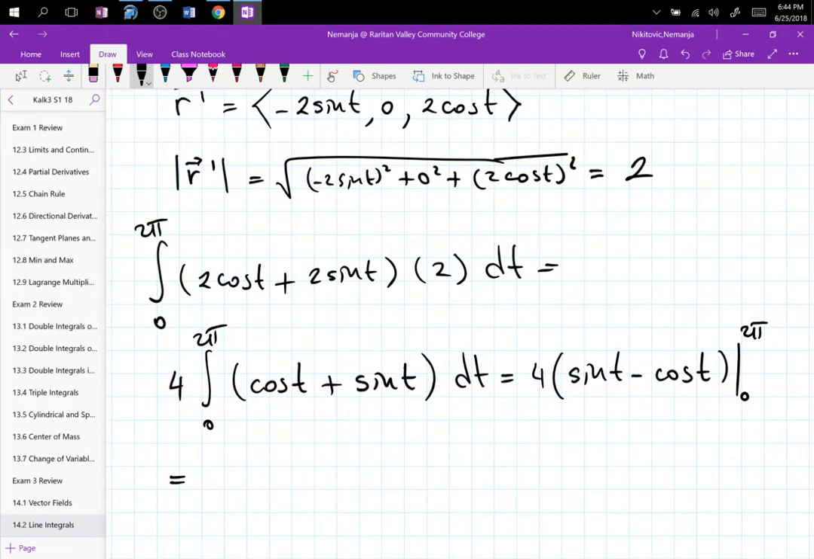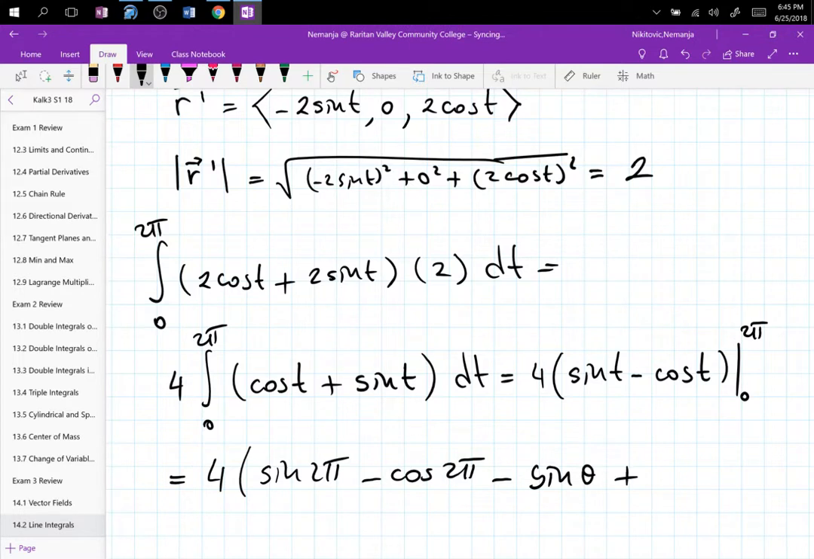So we have 4 sine of 2 pi minus cosine of 2 pi. You guys are having way too much fun. Well, we got the answer though. Oh, you did get the answer?